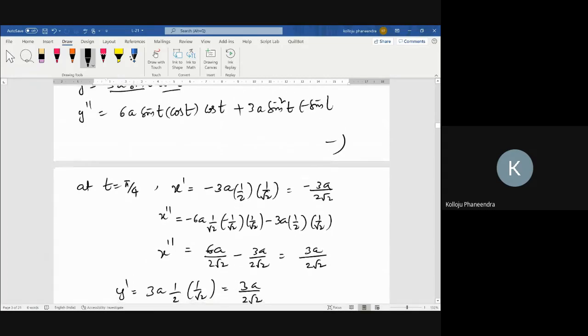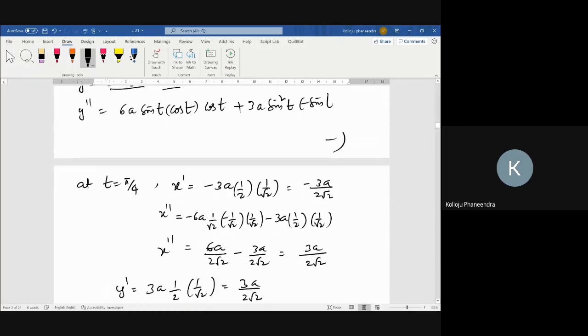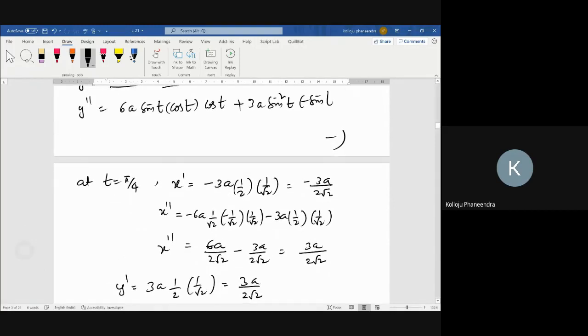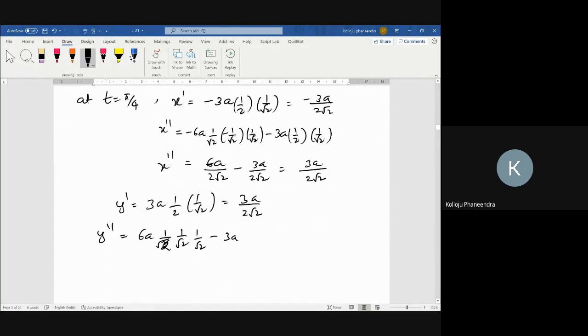6a, 1 by root 2. Next, 3a, 1 by 2, minus 1 by root 2. 3a, 1 by 2, 1 by root 2.